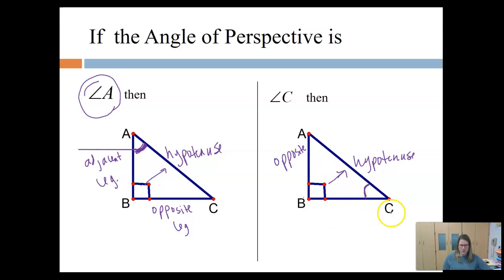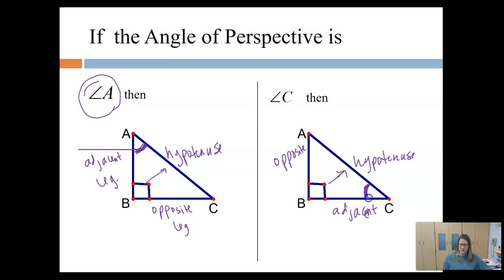And then the leftover one, the one that comes and helps make up angle C, but is not the hypotenuse, that's the adjacent leg. Okay. So on your worksheet for today, it's going to ask you to identify the sides. So you're going to have to look at the triangle, see which angle is marked. That's going to be your reference angle.